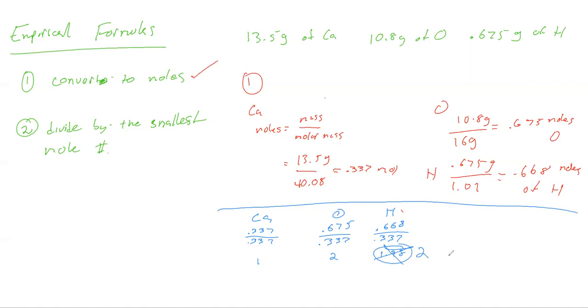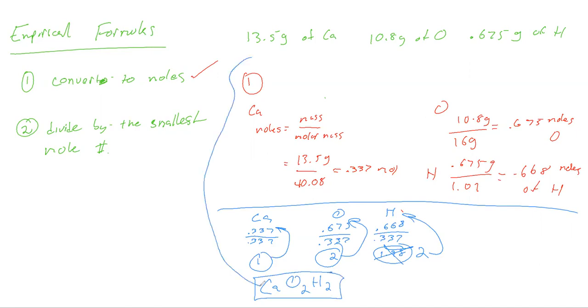Our last final step to get that final solution is these numbers all become the subscripts on our atoms. So we would have Ca1, but because in chemistry we don't care about ones, we're just going to leave that out. Then we'd have O2 and H2. And this would be what the empirical formula looks like for this molecule.